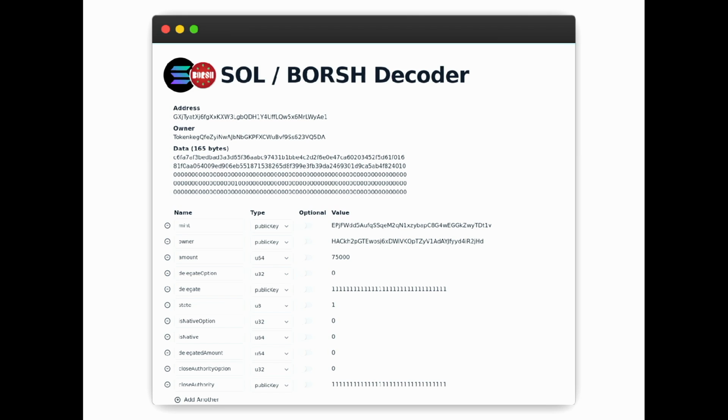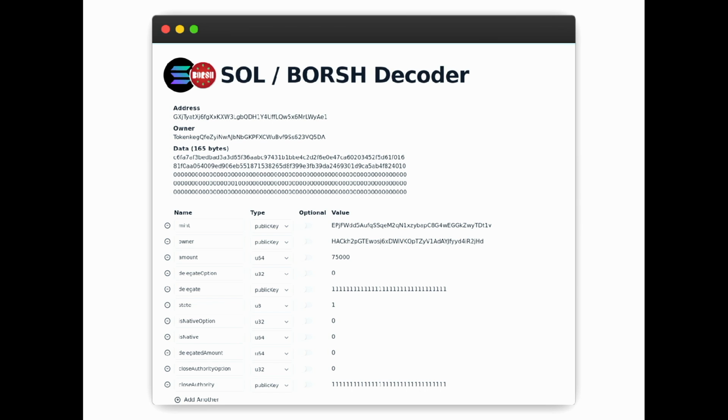So here, GXJT is owned by the token program. And next, we have the data. So here it's a buffer. But the Borsh decoder will help you to decode this buffer of 162 bytes.